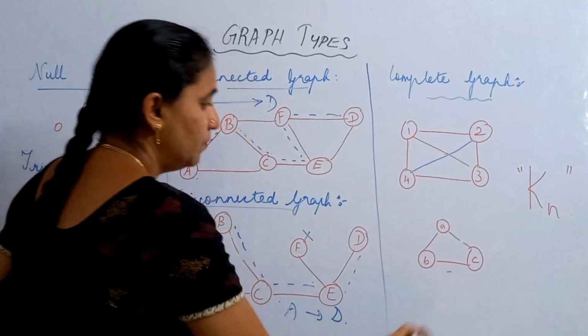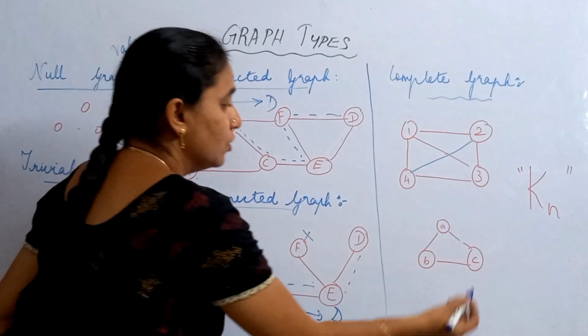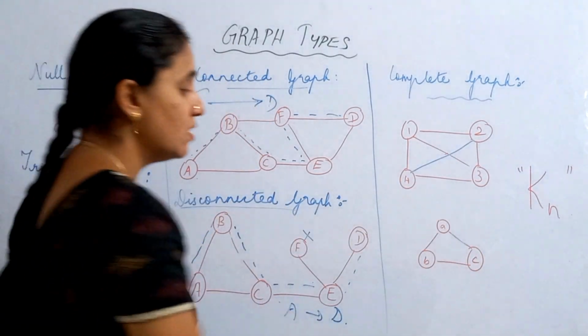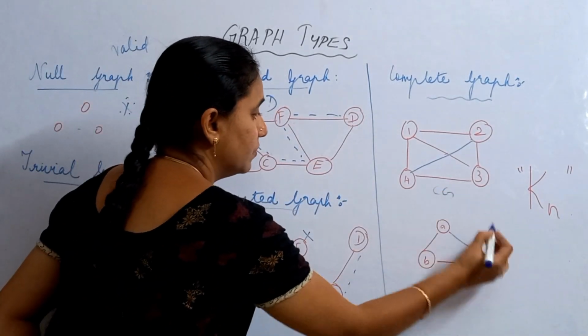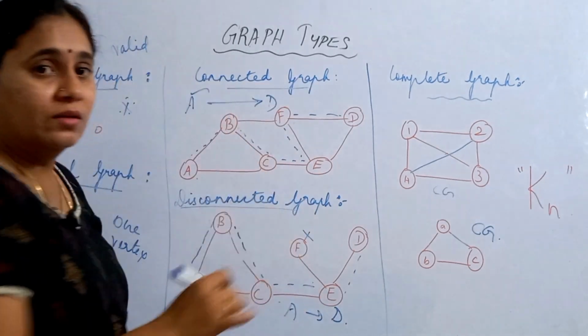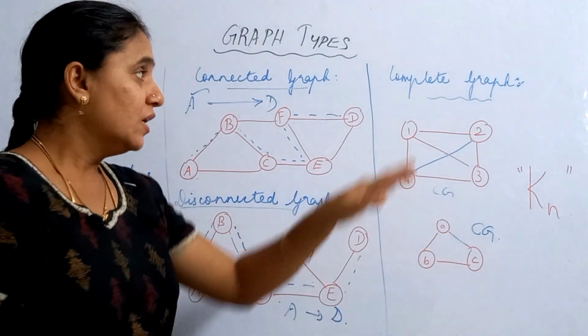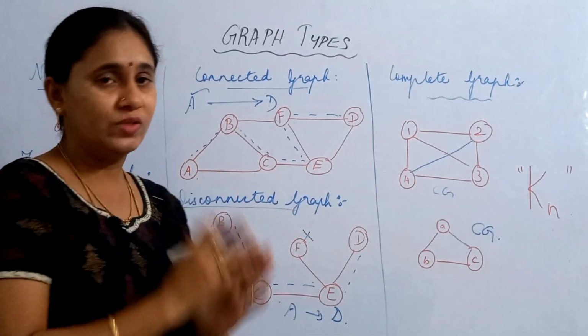So here if you see, this is also one type of graph having 3 vertices. So all the pairs of vertices are having the edges. Okay, so this is also a complete graph. Can you understand? So a complete graph is a graph which is having edges for all the pairs of vertices.